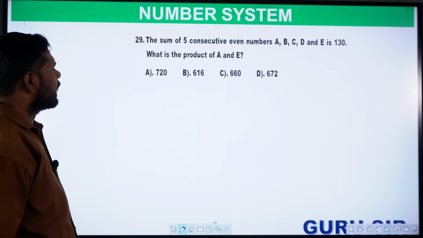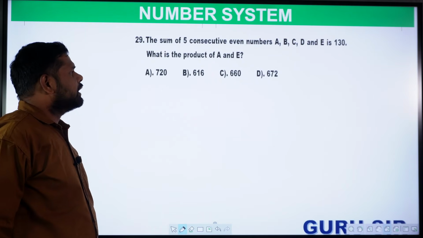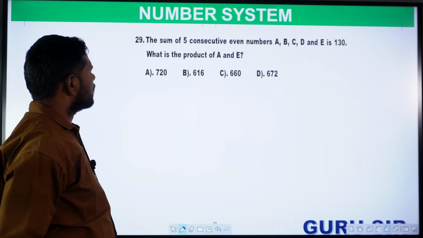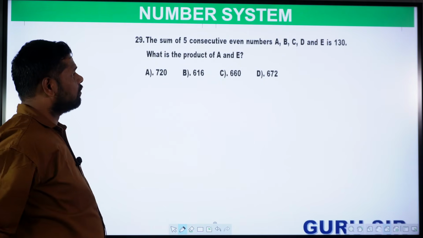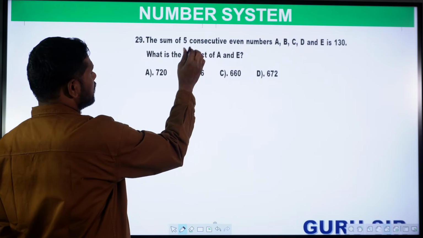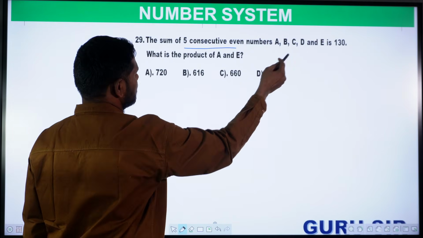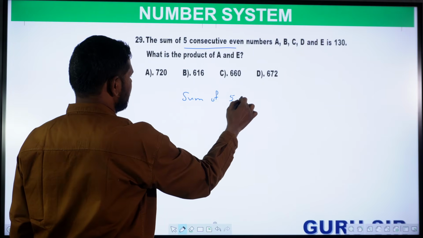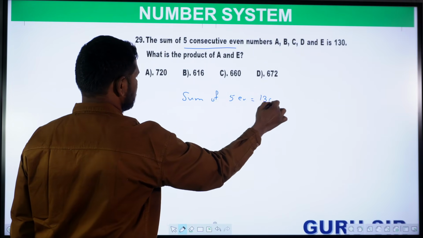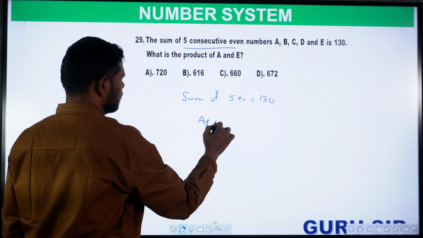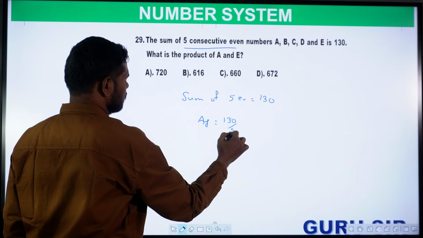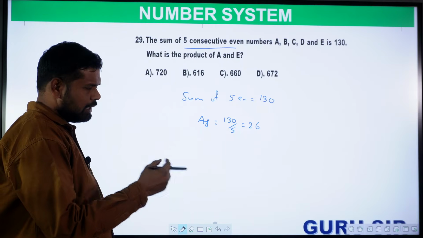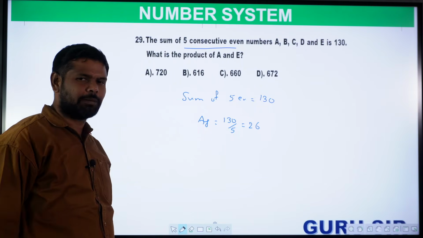The sum of 5 consecutive even numbers A, B, C, D, E is 130. What is the product of A and E? Sum of 5 consecutive even numbers is 130, which means the average is nothing but 130 by 5, that is 26. This concept we discussed in great detail at the time of the averages chapter.